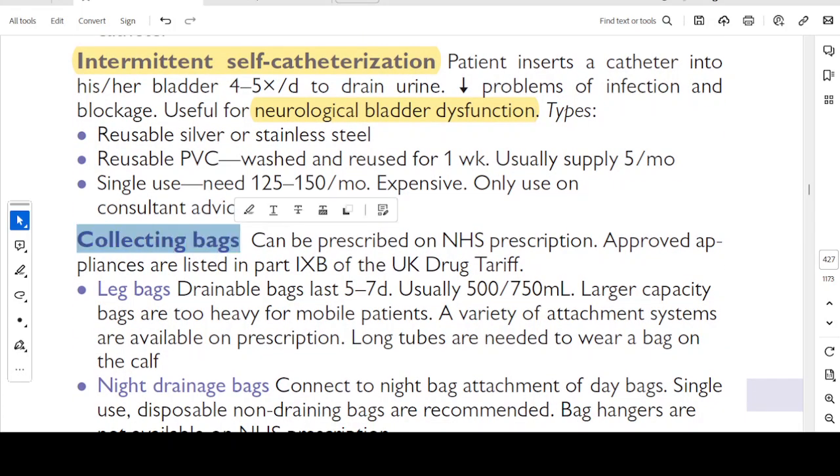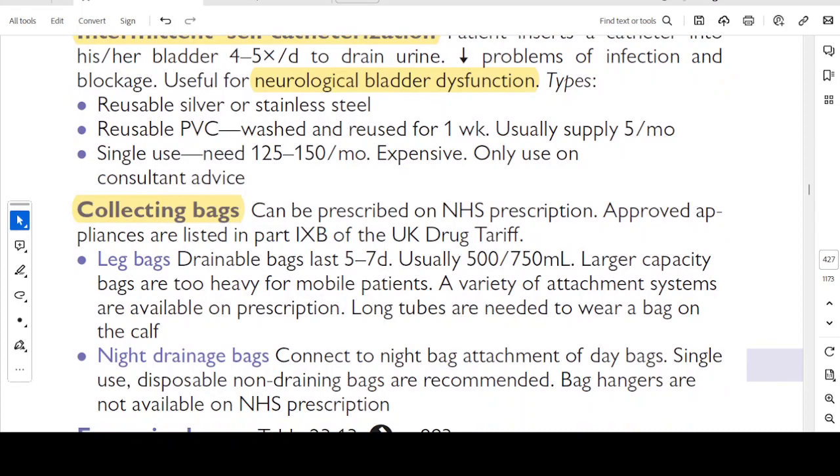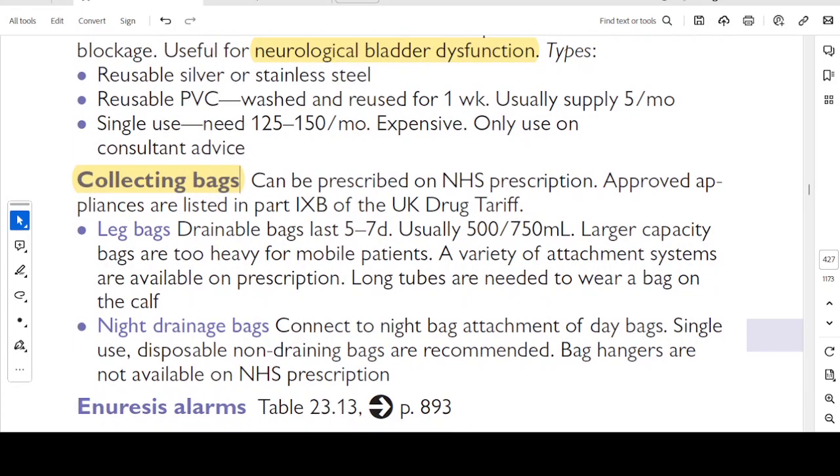Collecting bags can be prescribed on the NHS prescription. Approved appliances are listed in the Drug Tariff. Leg bags: drainable bags last 5 to 7 days, usually 500 to 750 ml. Larger capacity bags are too heavy for mobile patients. A variety of attachment systems are available on prescription.